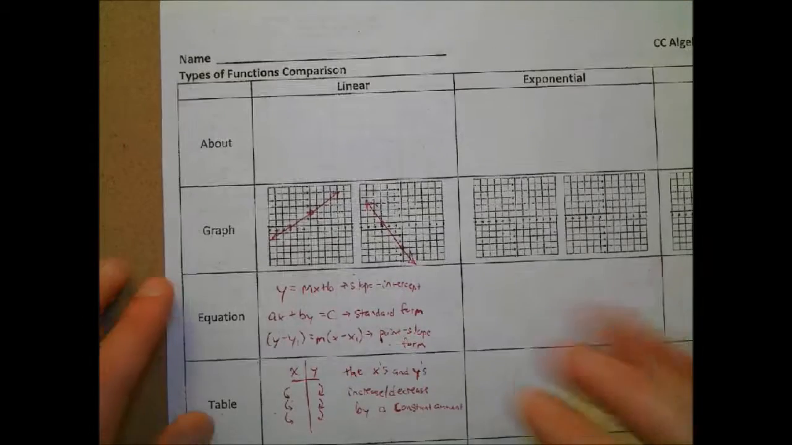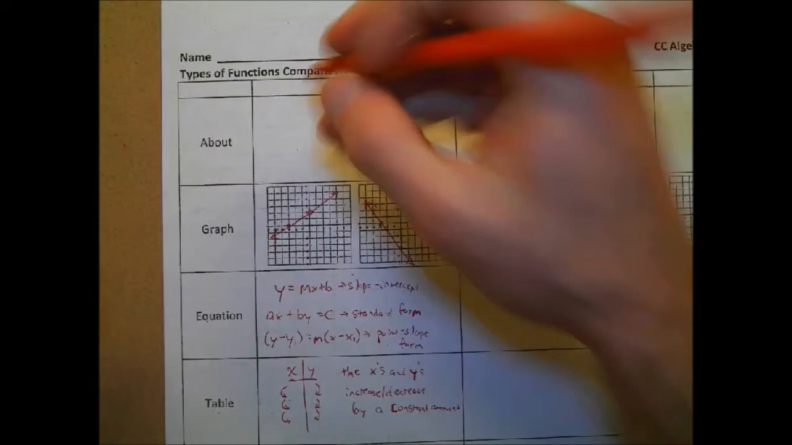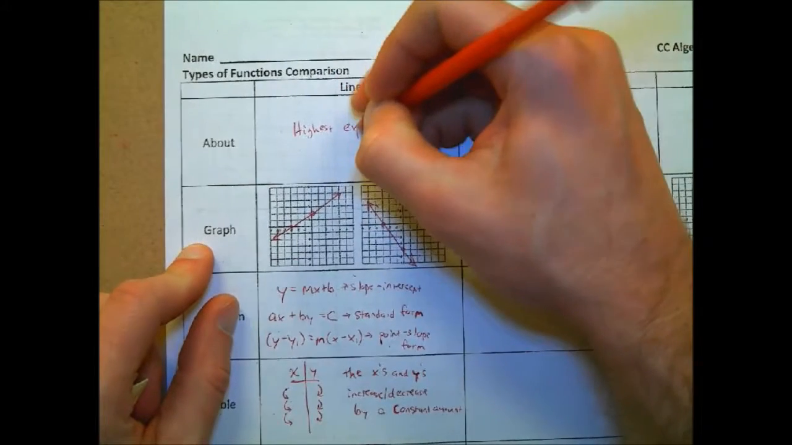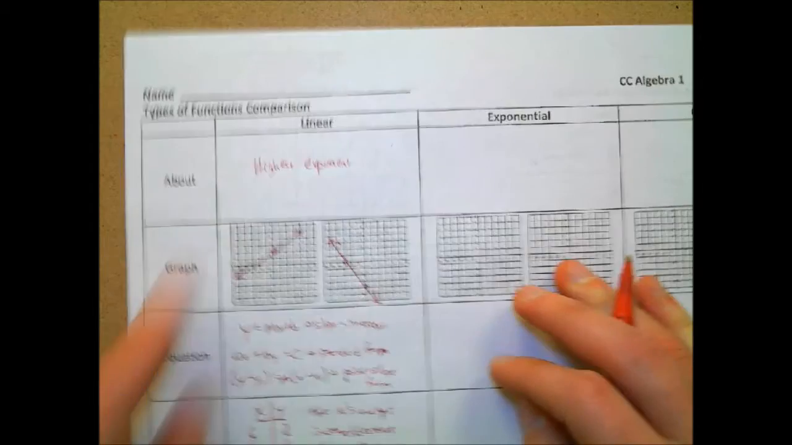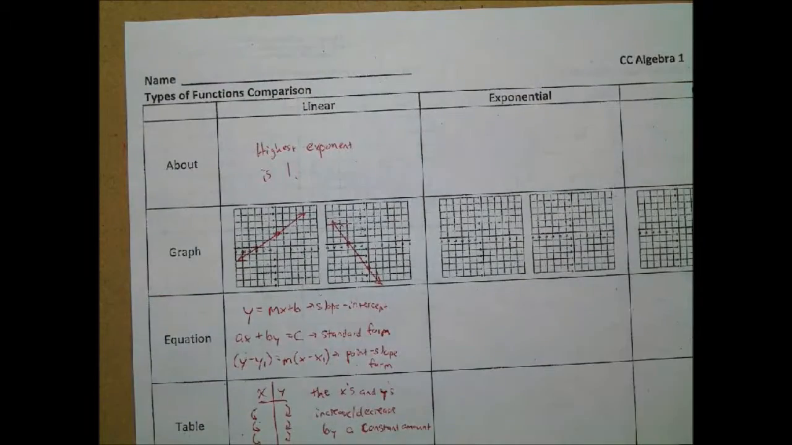For the about up here, let me put something up here. So okay, so for the about, what we're going to put is that the highest exponent, constant amount, yep, constant amount. The highest exponent is 1. Okay, so that's what we'll put there for linear. The highest exponent is 1. Okay, that's another important note there. Highest exponent is 1.